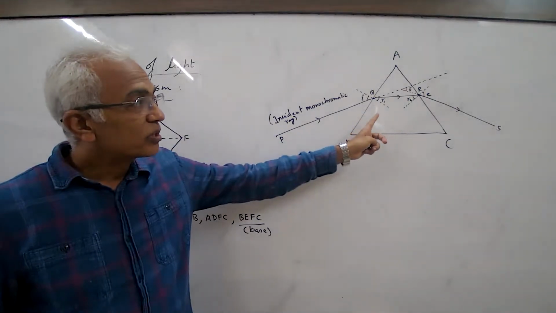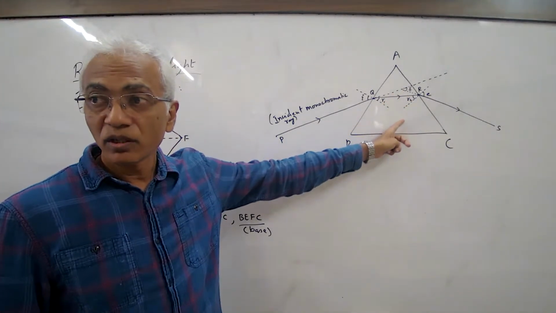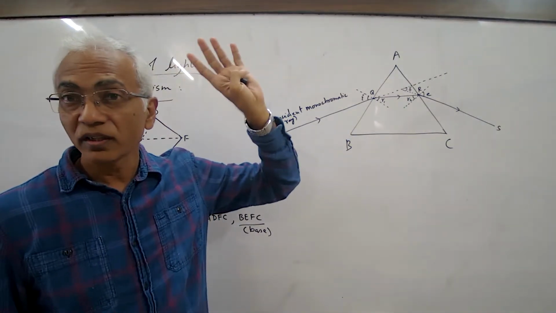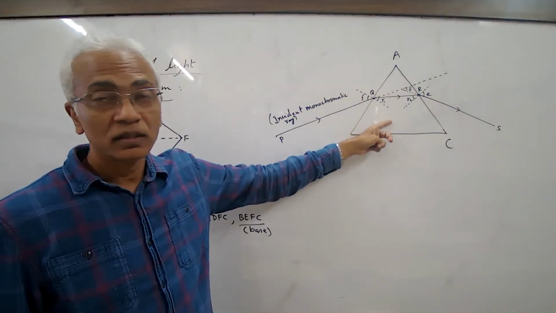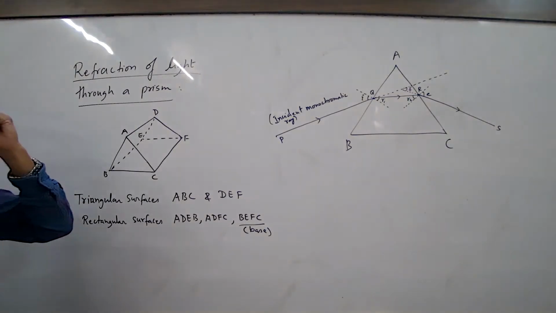So in the case of a prism, you are getting an angle of deviation. Was it present in the case of a rectangular glass slab? No. What was present there? Lateral shift. So here there is deviation. Over there was lateral shift. Okay, that's the difference.